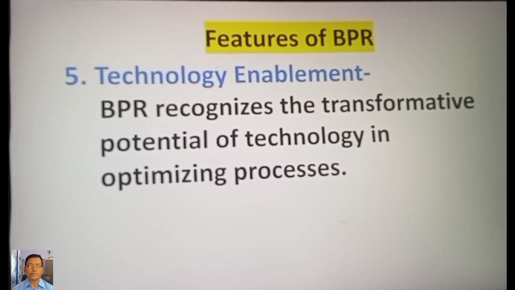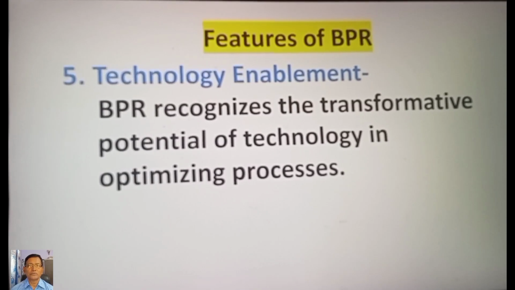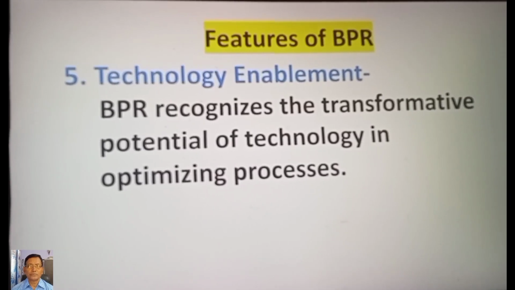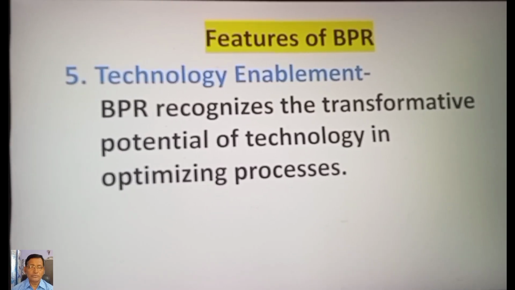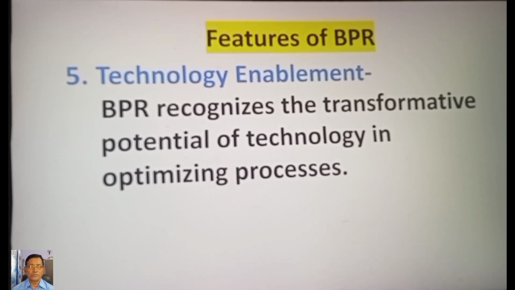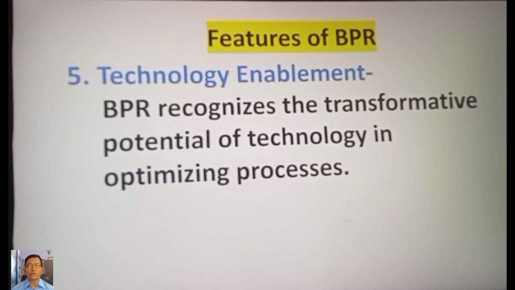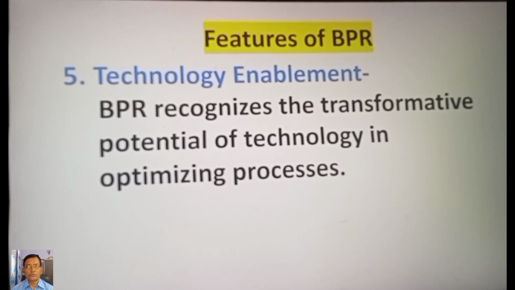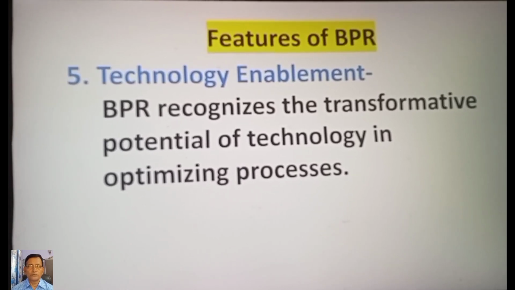Fifth feature, technology enablement. BPR recognizes the transformative potential of technology in optimizing processes. It encourages organizations to leverage innovative technologies, automation, and digital solutions to streamline operations, enhance data analysis capabilities, and facilitate real-time decision making.